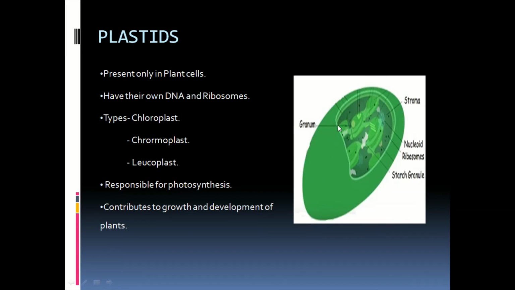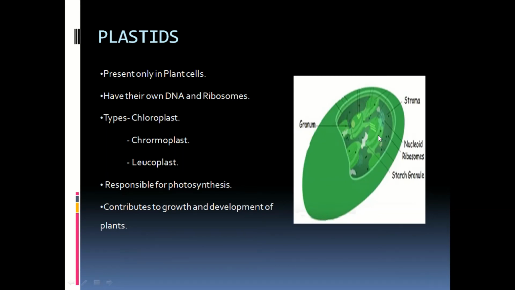First is the stroma. Like a living cell has cytoplasm within it, likewise the plastid has stroma within it. We can see here a disc-like structure. These are known as thylakoids, and they are placed parallel, one upon the other. We can see the discs placed one upon the other and packed.